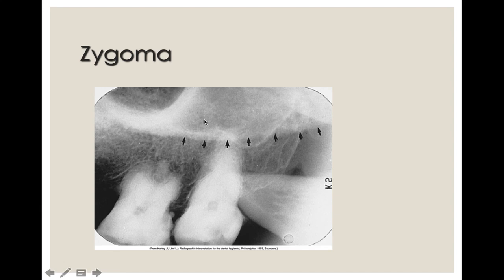So on this image, you can see up here, this thicker J or U-shaped radiopacity is your zygomatic process. And then here, you can see by these lines, this slightly radiopaque diffuse band extending posteriorly from the zygomatic process is going to be just the zygoma. The zygoma is what articulates with the zygomatic process of the maxilla.